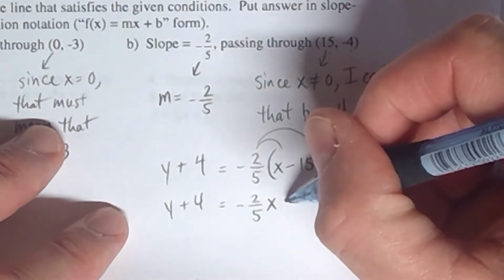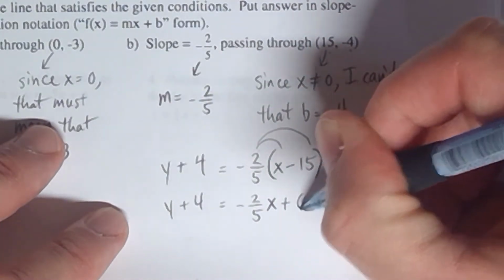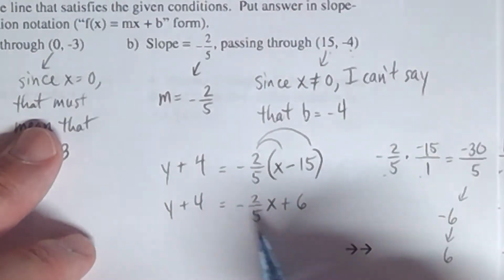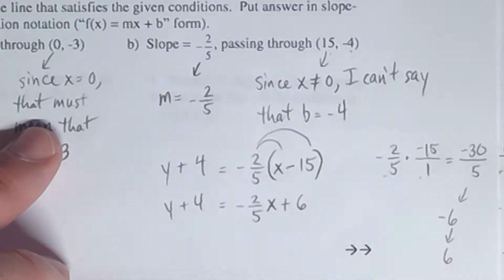It's going to be positive 6, so I'm going to say plus 6. Remember, when you distribute, you got to put pluses and minuses in front of each one of your answers. And so don't just say 6, say plus 6.